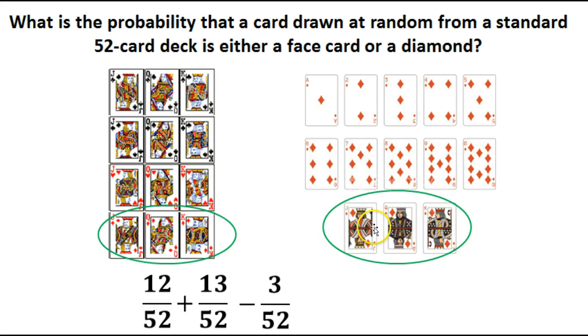So we're going to subtract 3 over 52 because that's how many duplicates we have. Otherwise we'd count the jack of diamonds twice, the queen of diamonds twice, and the king of diamonds twice, and we don't want to do that. That would give us the wrong answer.